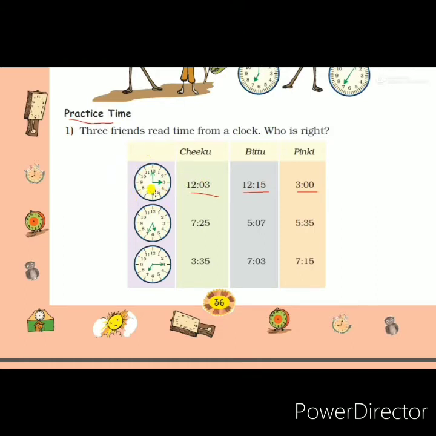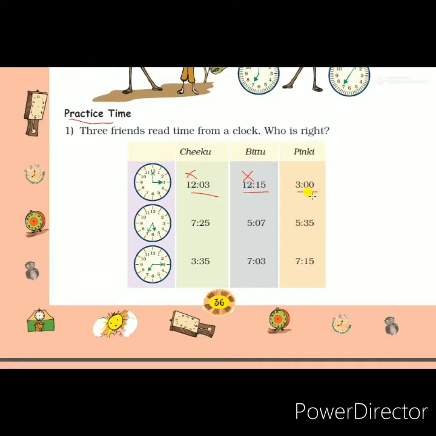See, Chiku said 12:03. Students, we know that if it is 12 o'clock, the hour hand, the small hand, should be at 12, and the minute hand should be between 12 and 1. But that time is not showing here; it is showing another way. Now see what Bittu says. Bittu says it is 12:15. If it is 12:15, the hour hand should be at 12 and the minute hand, the long hand, should be at 3. But here it is the opposite. So that time is also not correct. Bittu's time is also not correct.